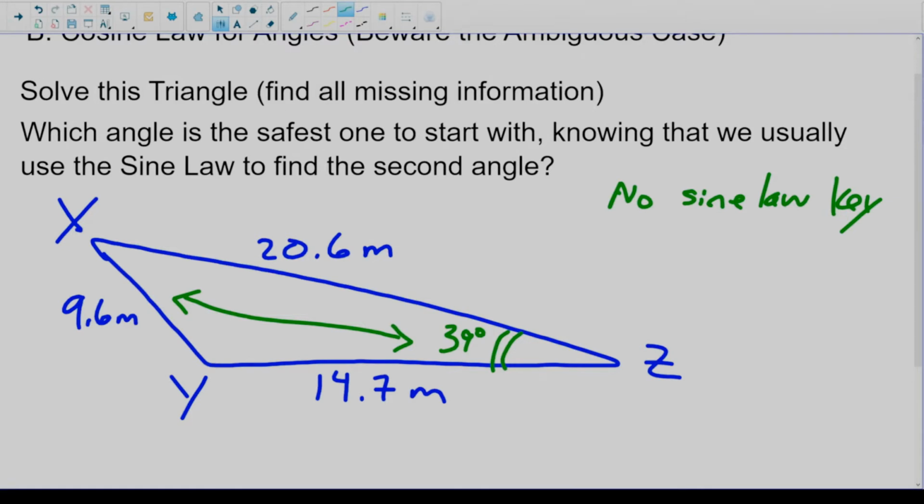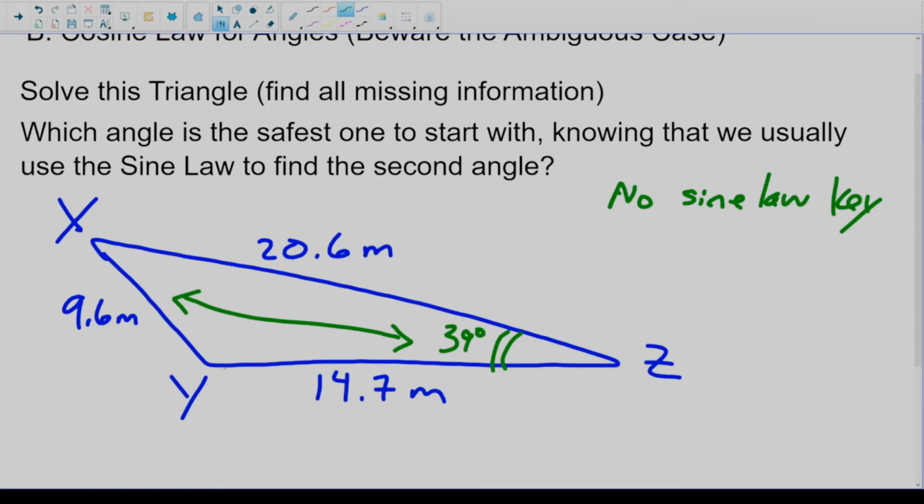So now I could use the sine law. But here's the problem. That 9.6, which is your key length, is shorter than both of the other two lengths that we'd be using in the sine law. And we discussed that the ambiguous case is what happens when you're looking for an angle and your key side is shorter than the other side that you're working with. Well, the key side is shorter than both of those sides. So no matter which angle I'd be finding next, I'd have an ambiguous case for both of those scenarios. And we're trying to avoid the ambiguous case.